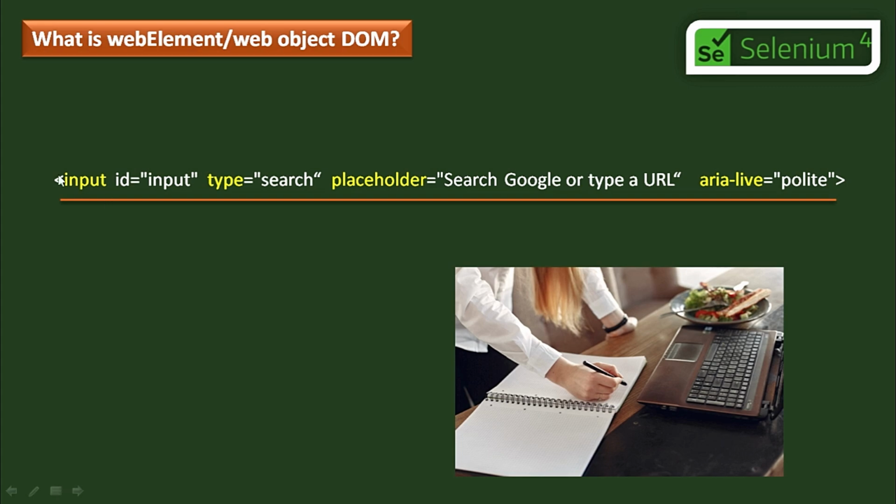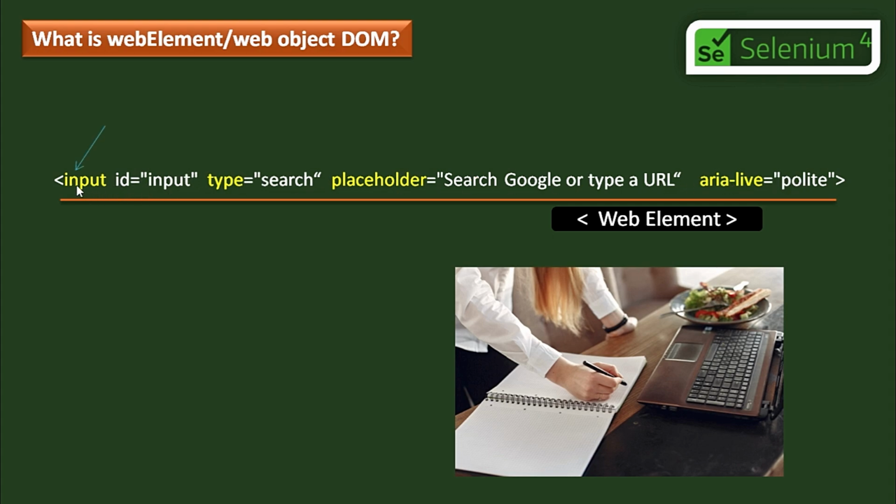On my screen you can see one example of web elements. All the web elements start with the less than symbol and close with the greater than symbol. Whatever is within the less than and the greater than symbols, we call completely the web element. This is one single web element which is present on the DOM. Now let's understand the properties of this web element.